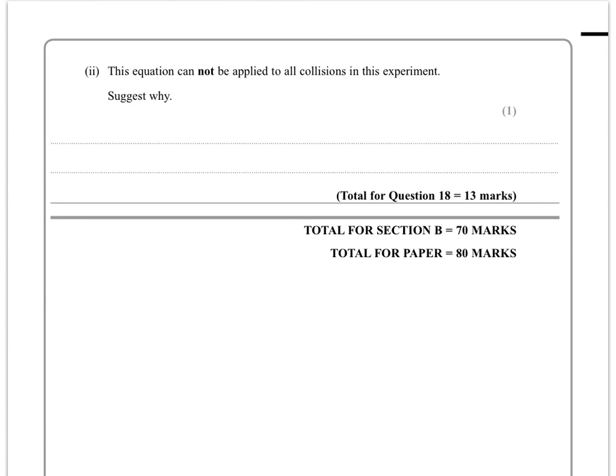Part 2. This equation cannot be applied to all collisions in this experiment. Suggest why. So the Mark scheme at this point suggests things like the collision not being elastic, or possibly relativistic effects like mass changing. So anything sensible, I would imagine, here would get you the mark. And that's it. All done.